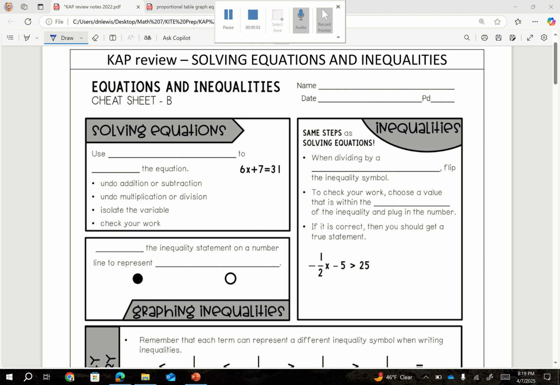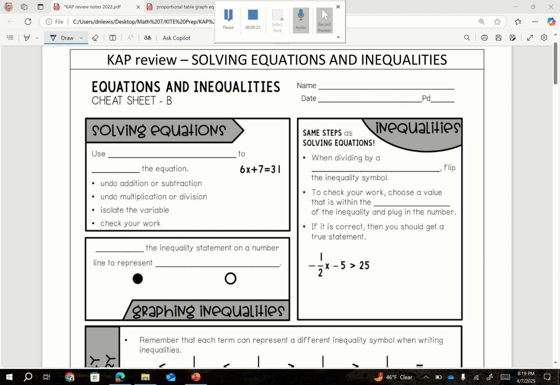Today we're going to spend a little time reviewing equations and inequalities. So we're going to start off here solving equations. Solving equations just means we're trying to figure out what x is. We're going to solve for x usually in 2 steps, sometimes 3 steps.